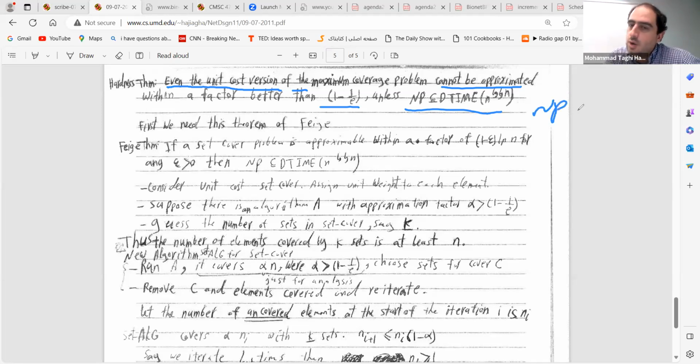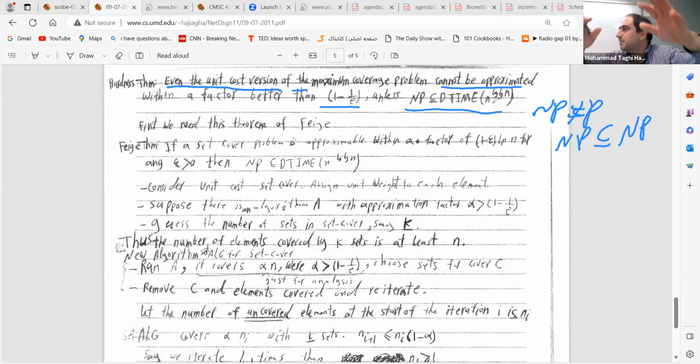Generally, we say that NP is not equal to P. But here it says that NP is not even a subset of n to the log n, which is larger than polynomial. So here, of course, we know that P is a subset of NP. The typical assumption is that P is not equal to NP. But here we have unless NP is in deterministic time n to the log n, a little bit more than polynomial. NP is not even a subset of slightly more than polynomial, and a little bit means n to the log n. This is a stronger assumption.